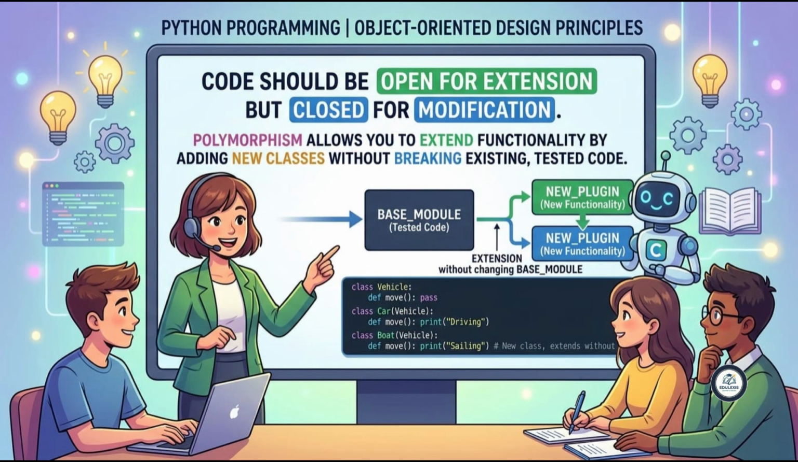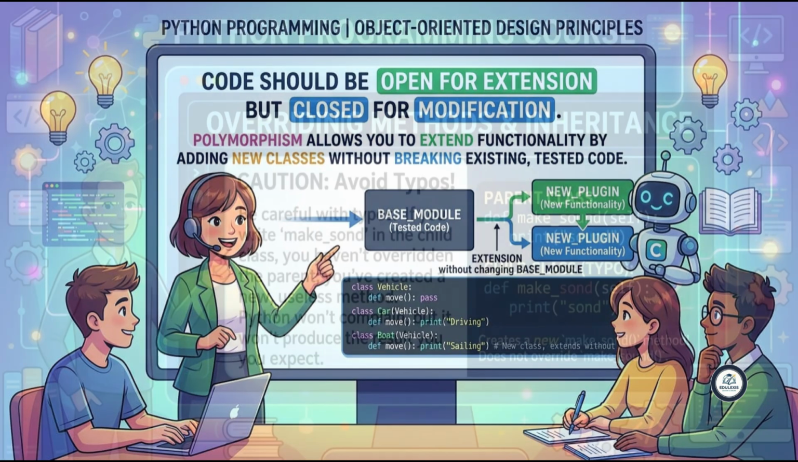This is a key design principle. Code should be open for extension but closed for modification. Polymorphism allows you to extend functionality by adding new classes without breaking existing, tested code.